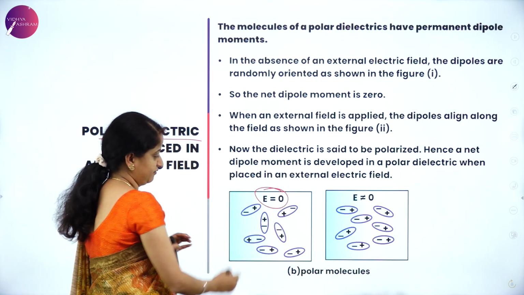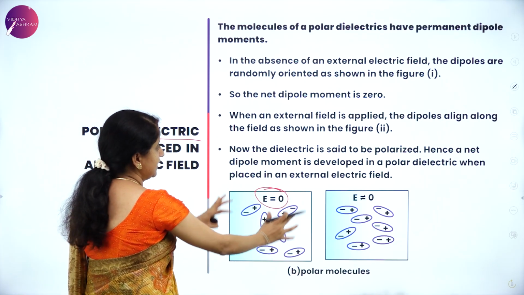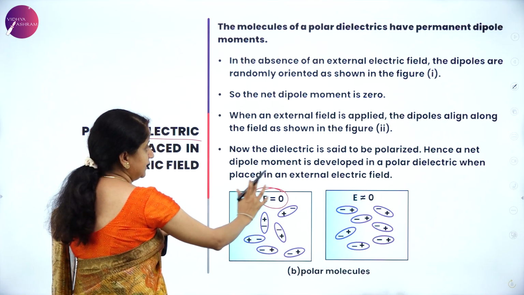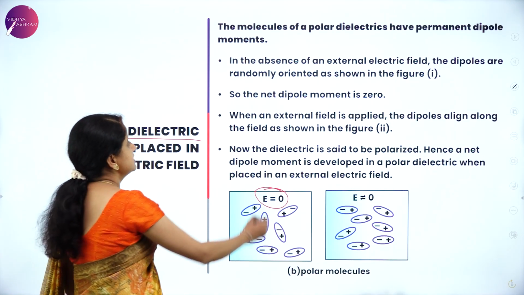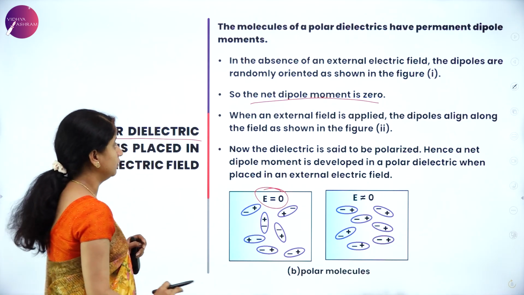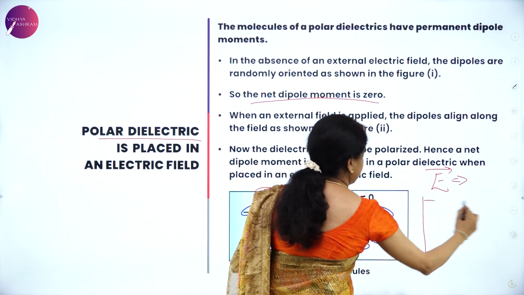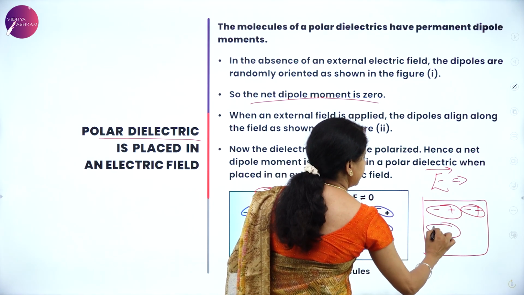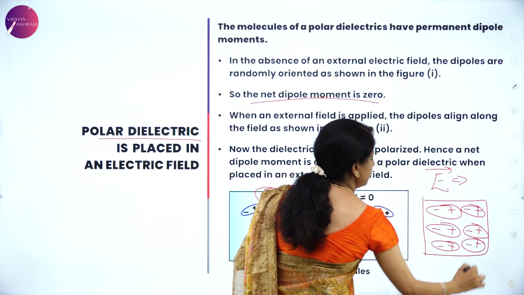When there is no electric field, the polar dielectrics are randomly arranged. You can observe here, the dipoles are oriented in random directions as shown here. So when they are in random motion, we can say the net dipole moment is 0. The total dipole moment is 0. When the external field is applied, suppose the external field is in this direction, we can observe here the polar dielectrics are oriented in the direction of the electric field, and this results in a net dipole moment.